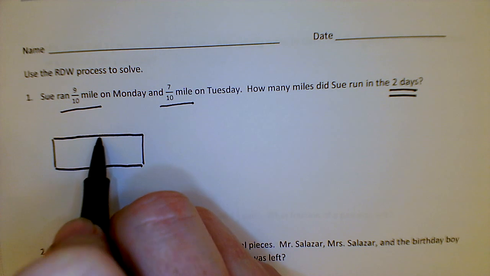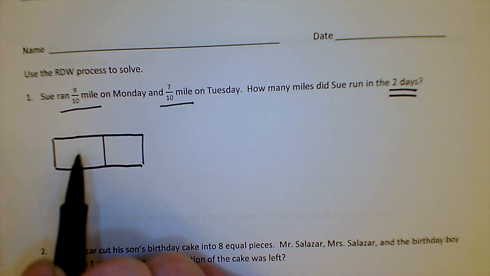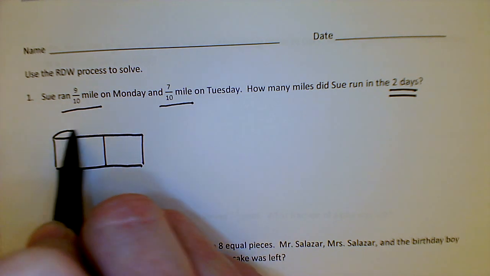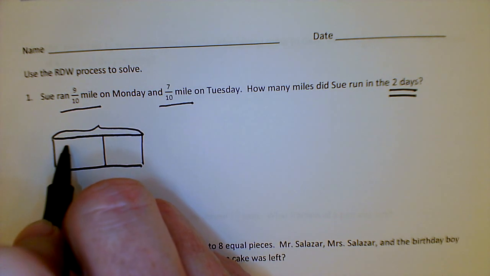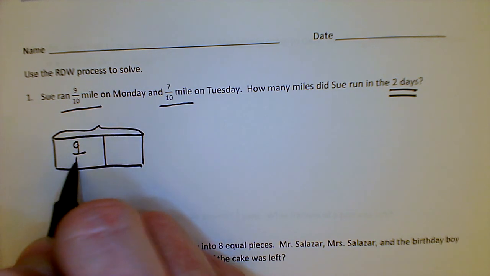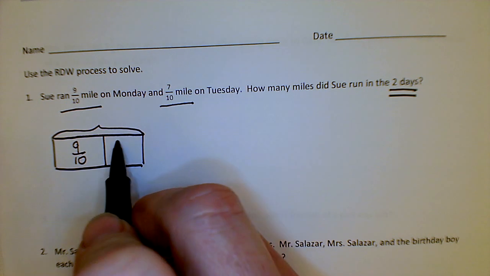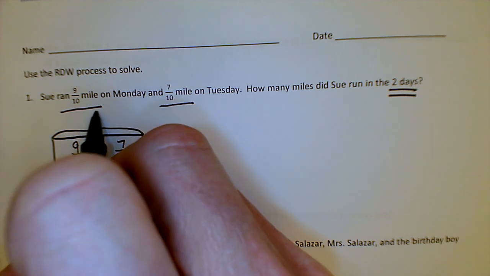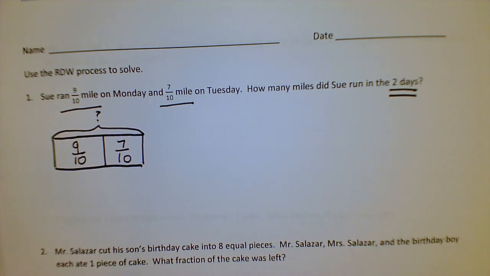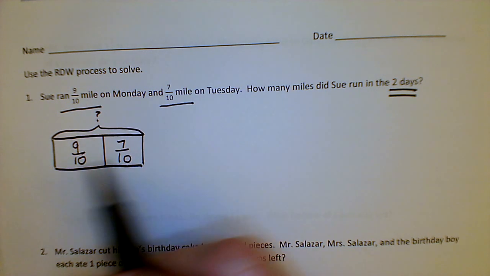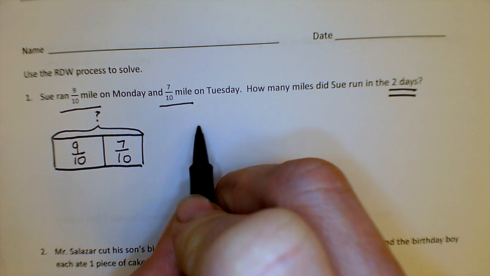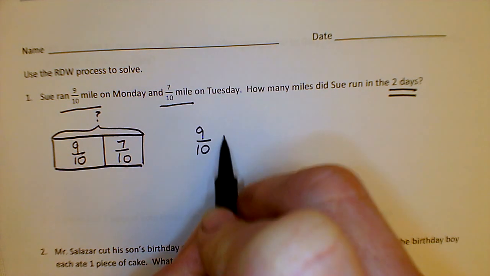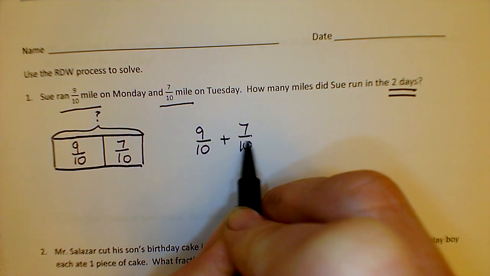And for this one again, I'm going to have my two parts, and then we are looking for the whole. So here's day 1, Monday. Monday, she went 9/10 of a mile. Tuesday, she went 7/10 of a mile, and I'm looking for the total or the whole thing. So how am I going to solve this? Well, clearly I'm going to add. I have the two pieces, I have the two parts, and I want to find the whole thing. So we're going to do 9/10 plus 7/10.